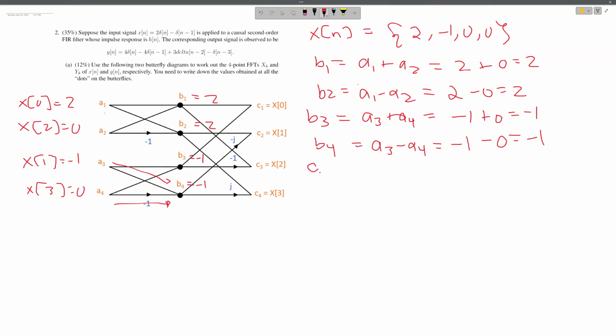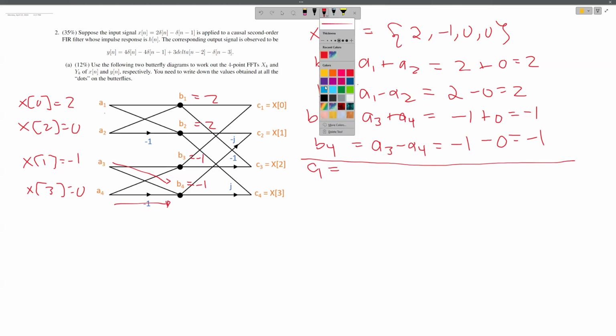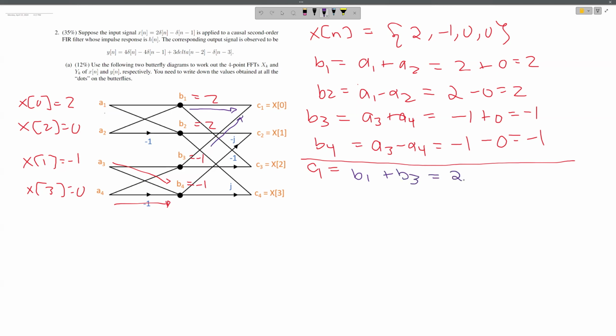Now I'm going to calculate C1. Following the trail, let's use a different color from now on, let's do purple. C1 gets contributions from B1 plus the contribution along this diagonal, and that'll just be plus B3. That's equal to 2 minus 1 equals 1.